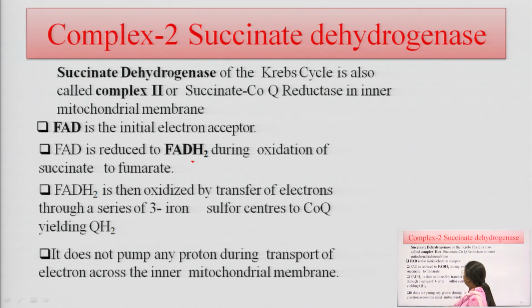So, the FADH2 is oxidized by the transfer of electrons to coenzyme Q, yielding high energy compounds. This FADH2 is also helpful for the oxidation of these electrons in coenzyme Q, yielding substances, but they cannot pump any type of substance or transport across the inner mitochondrial membrane.